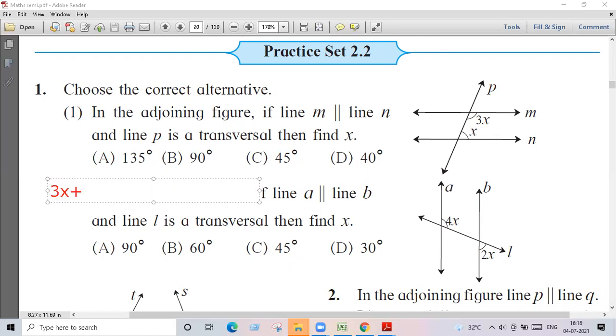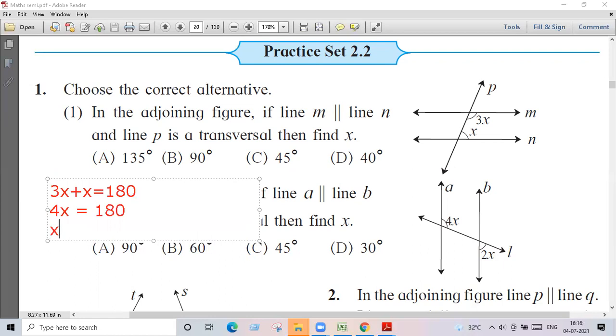3x plus x is equal to 180. That means 4x is equal to 180. Therefore, x is equal to 180 divided by 4. That is 45. So, the answer is option number C. Option number C is your answer.